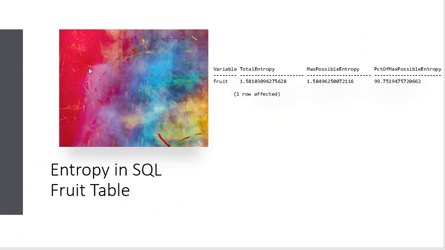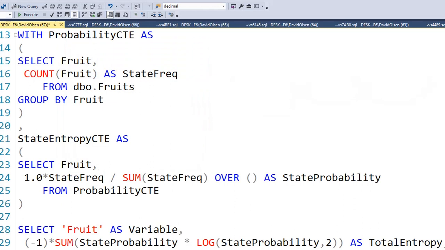This is what the results will look like. And we see fruit, total entropy, and it is the maximum possible entropy because there's an exact split of apples, oranges, and bananas. Here is that same code in SQL Server.